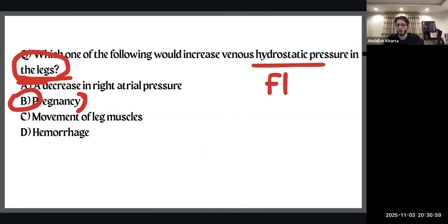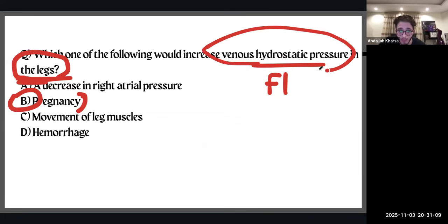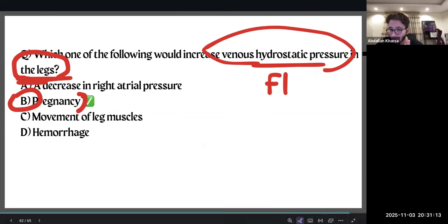Close. If someone is pregnant, they're not moving around as much. They're sitting down, they're not walking around as much. There's more blood going down, but the hydrostatic pressure, the amount of fluid in the legs, is increasing. That's simple. Not that simple. It's that weird of a question.